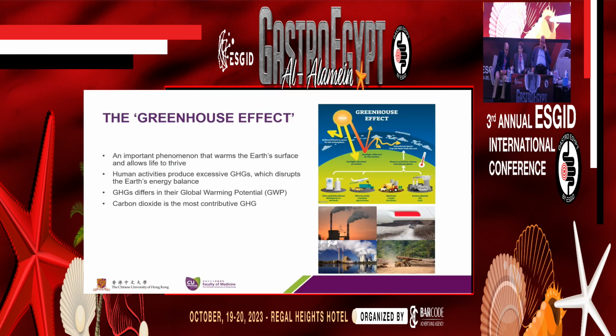Greenhouse gases are natural components of our atmosphere which is capable of trapping the heat from sunlight. This is known as the greenhouse effect, which is an important phenomenon that keeps our Earth warm to allow life to thrive. However, the problem is that over the past decades, human activities have produced an overwhelming amount of greenhouse gases, which disrupt the Earth's fine energy balance. Examples are chlorofluorocarbons from the use of aerosols and carbon dioxide from combustion of fossil fuels.